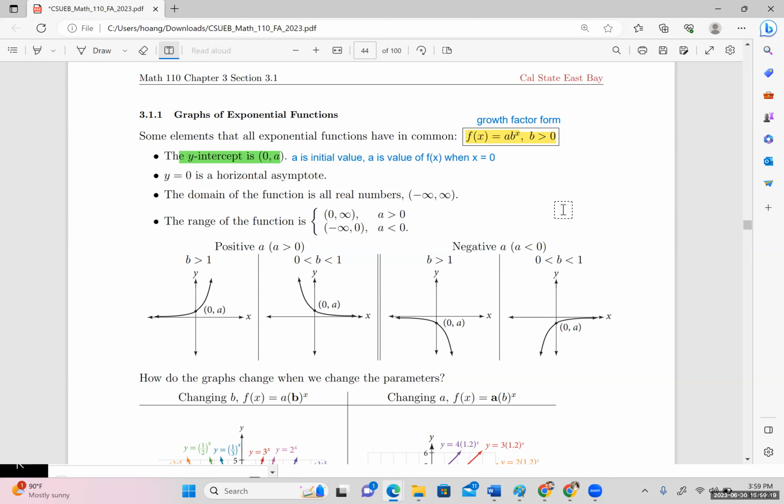Okay, so we have y equals 0 making a horizontal asymptote, and for this case, the function will approach the x-axis on one side. So one more, let me highlight this one.